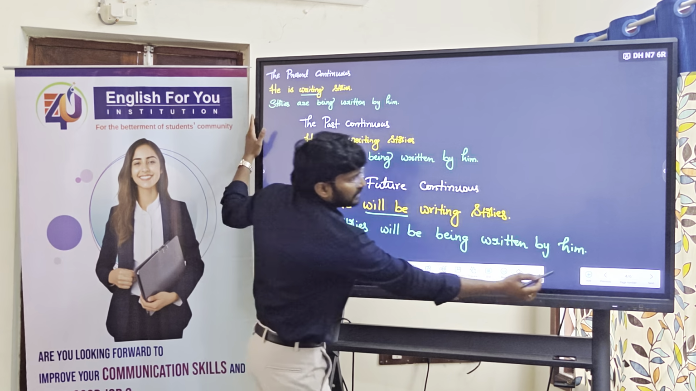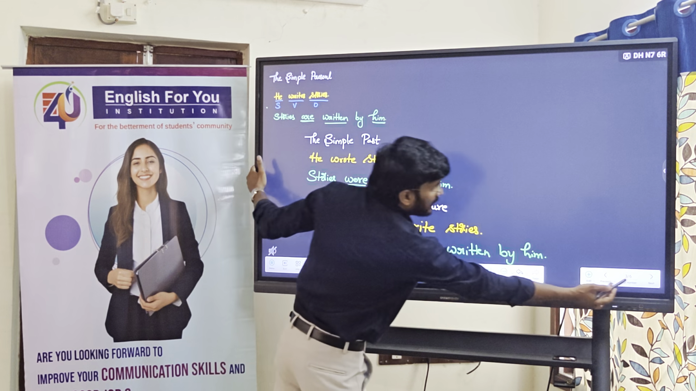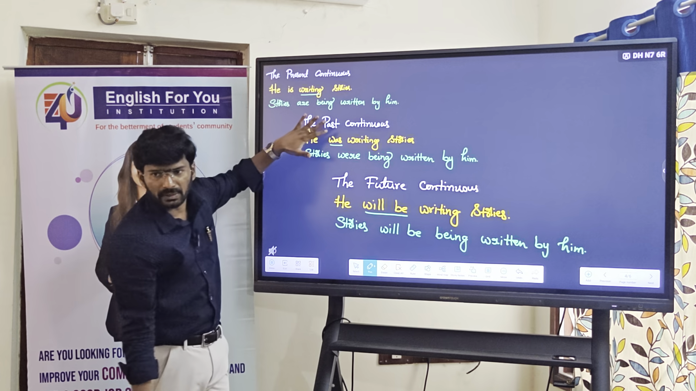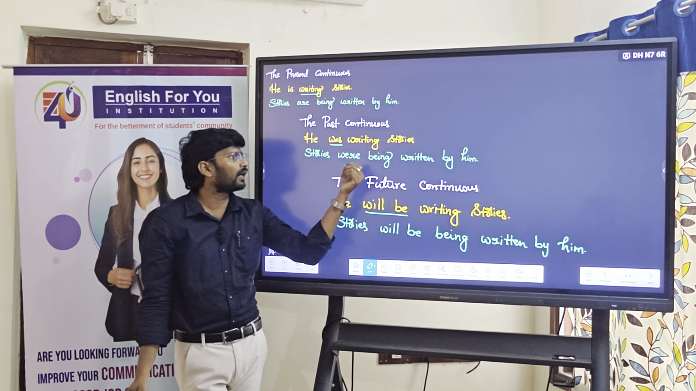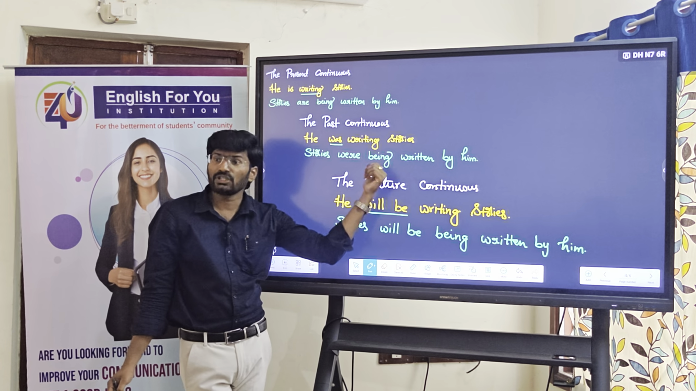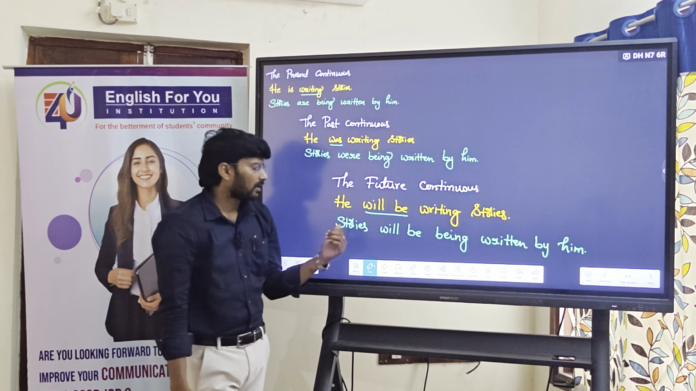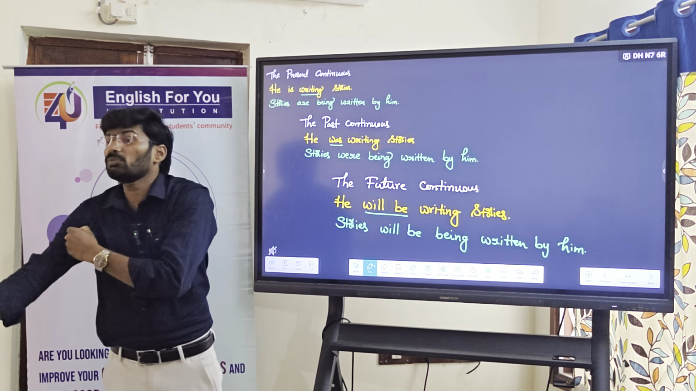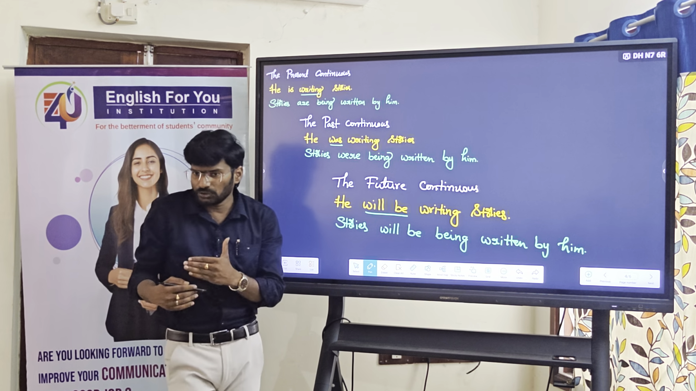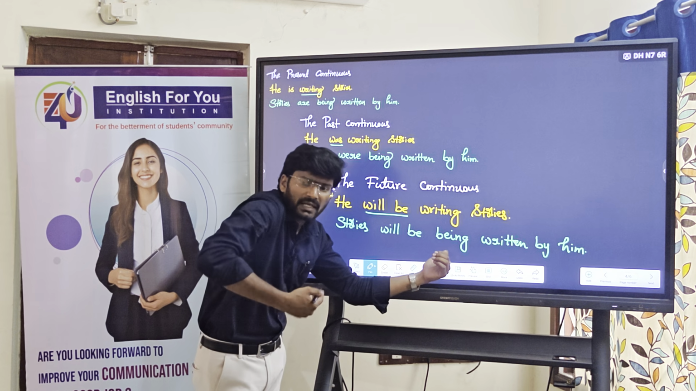And the difference here, see, stories are written by. Here stories are being written by. There stories were written by. Here stories were being written by. Then stories will be written by. Simple future, but with continuity, right? Future continuous. So that's the reason: future stories will be being written by.